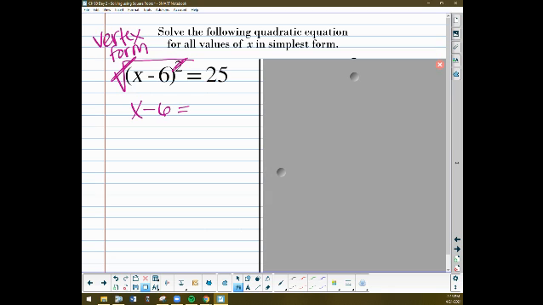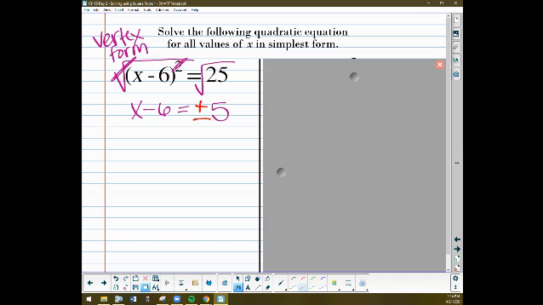But what I do to one side, I have to do to the other. So I also have to take the square root of 25. Now remember, whenever I take the square root of both sides, I have to have my plus and minus. So luckily, the square root of 25 is a perfect square, and the square root of 25 is 5. Okay, so now I have x minus 6 equals plus or minus 5.